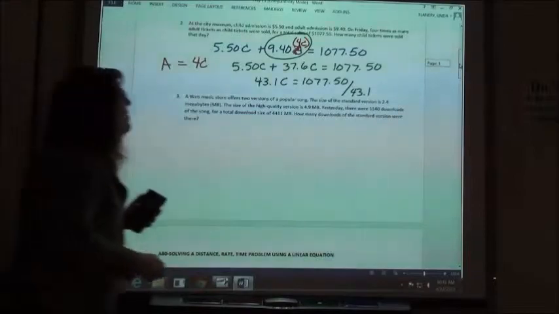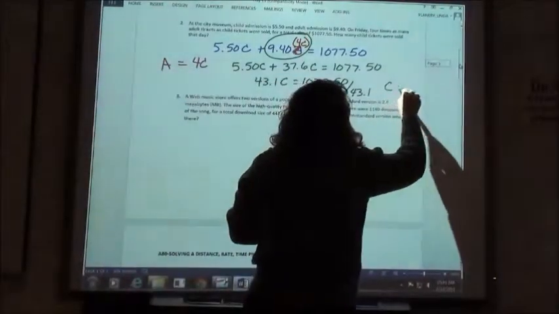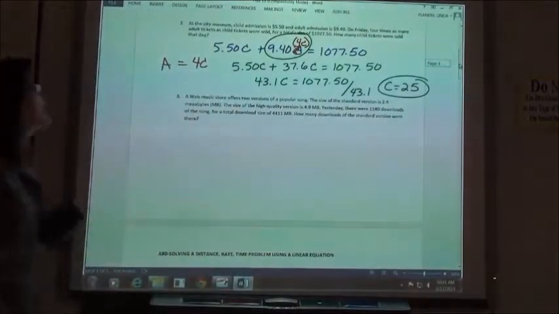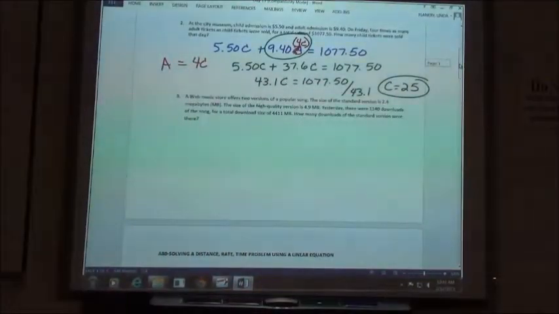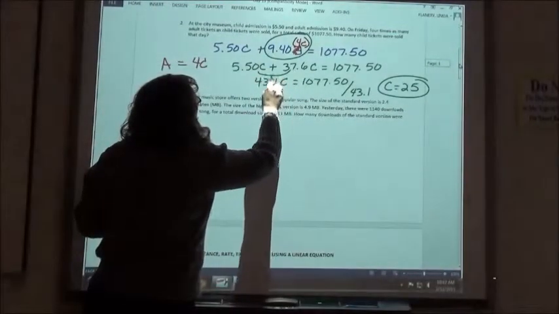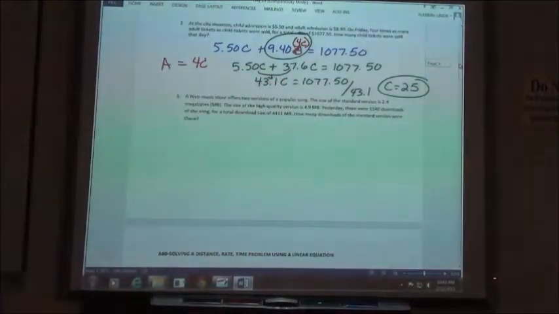I get 25. C equals 25. I sold 25 child tickets for the museum. So here we combine those two things to get that, and then we divide it.